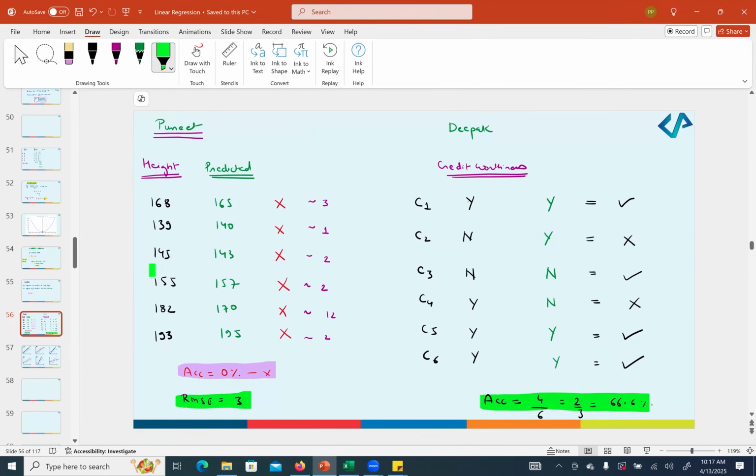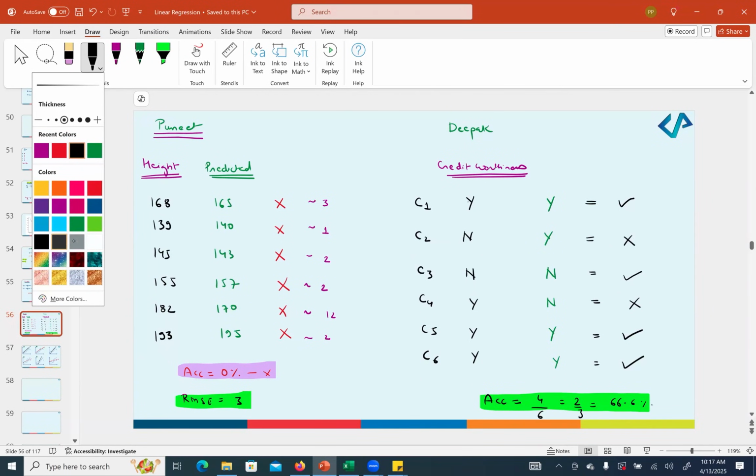So this is the difference when you try to predict a continuous variable, which is called regression, versus when you try to predict a categorical variable, which is nothing but classification. So what Puneet is doing here is nothing but regression.